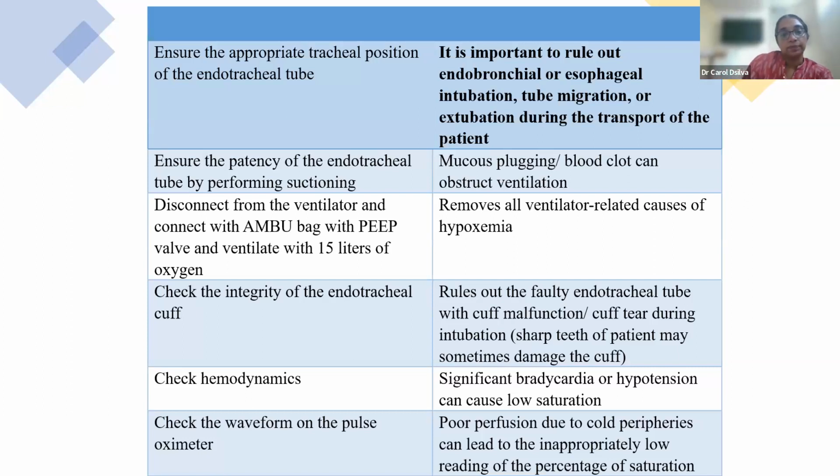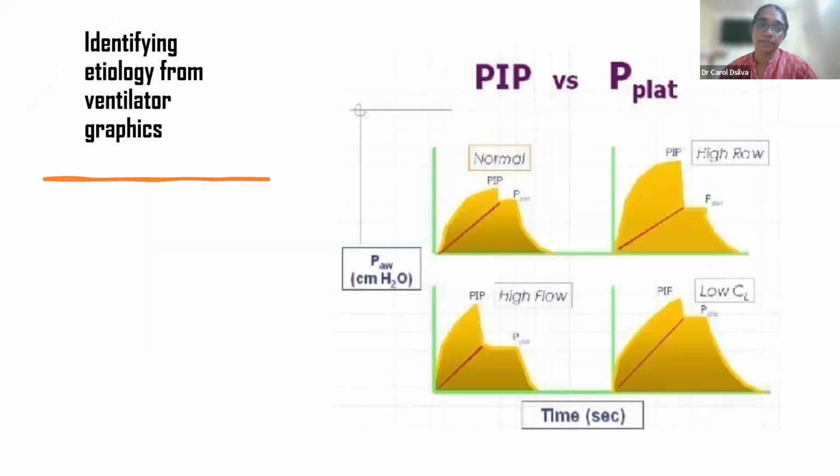This is also required. Hemodynamics of the patient. Sometimes there may be no pathology in the lung or the airway, but the patient is hypotensive. That itself can be a cause of hypoxemia. So if you don't correct that, then your saturation is not going to pick up. And of course, check the corresponding waveform of the pulse oximeter.